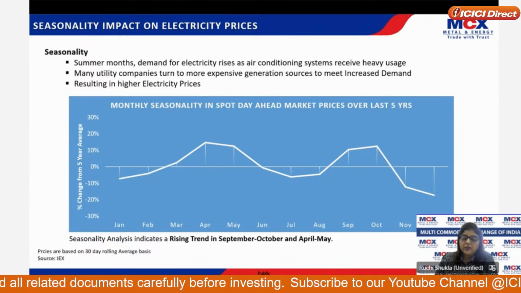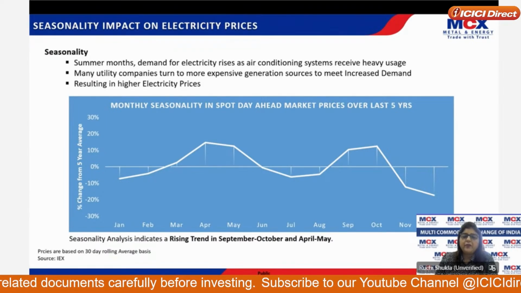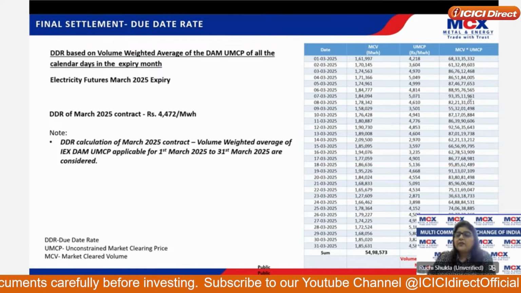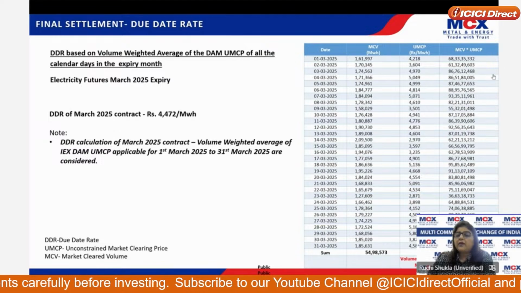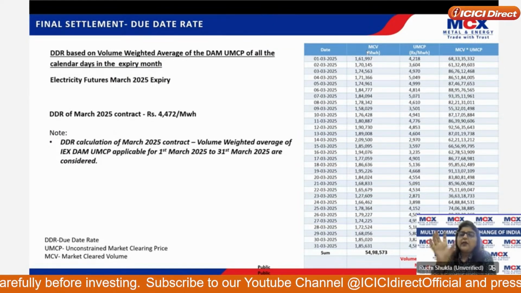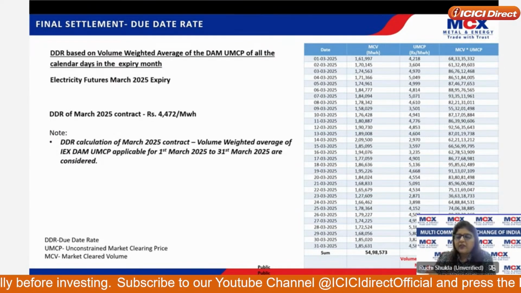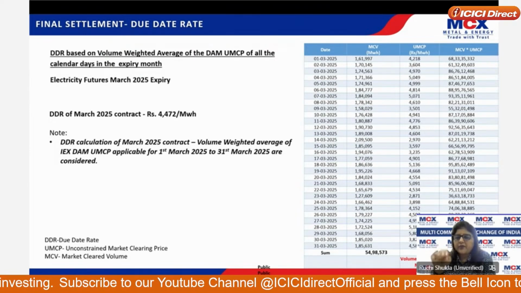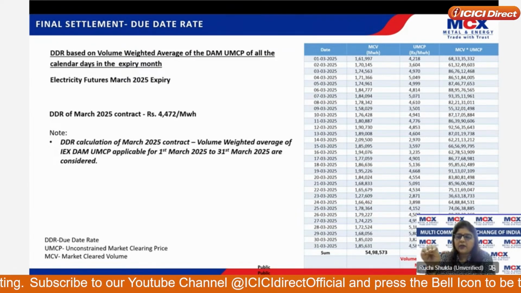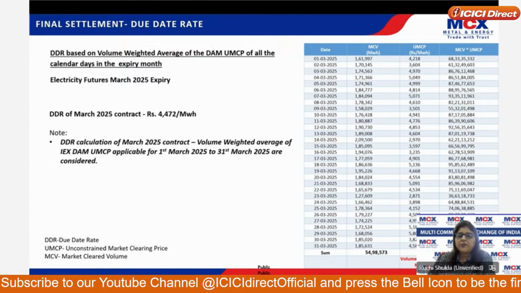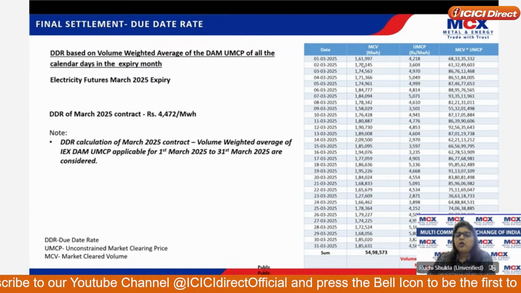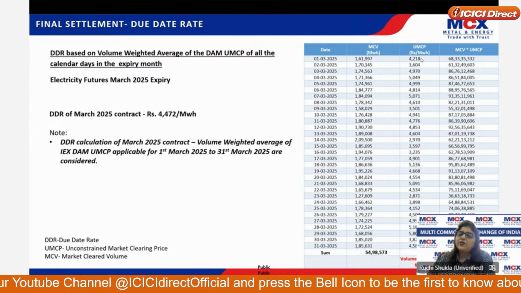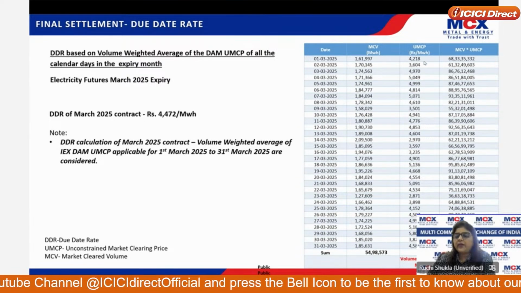Now, let me explain this with an example because this is very important to understand. Suppose it's the month of March. All these prices are just for illustrative purposes. For March, we have the MCV, the market cleared volume, unconstrained, which comes on the IEX website. On 1st March, the volume cleared was 1,61,997. That day's UMCP was 4,218.